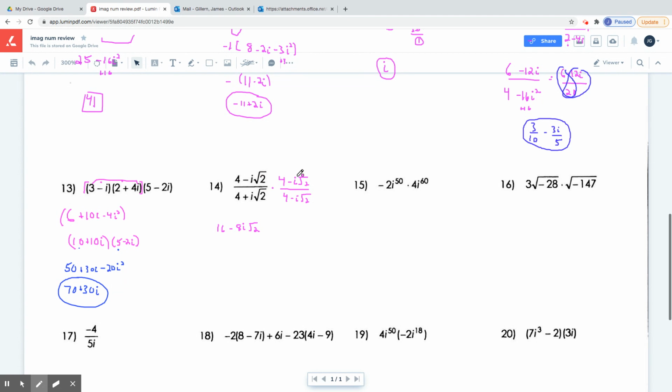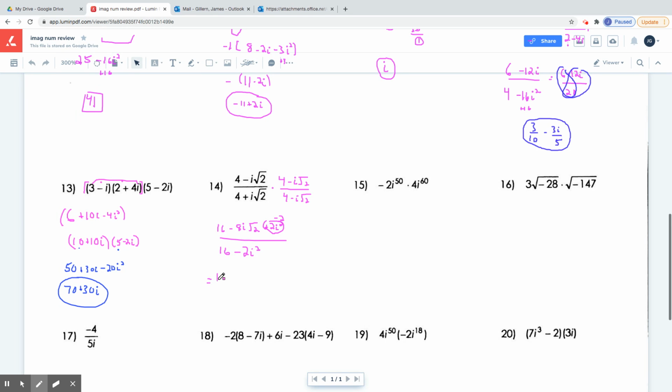Negative i root 2 times negative i root 2: i times i is i squared, and root 2 times root 2 is 2, so it's positive 2i squared, which will change in a second. Over conjugates now. So 4 times 4 is 16. i root 2 times i root 2 is negative 2i squared, because i times i is i squared and root 2 times root 2 is 2. So now we change this. Positive 2i squared is negative 2.